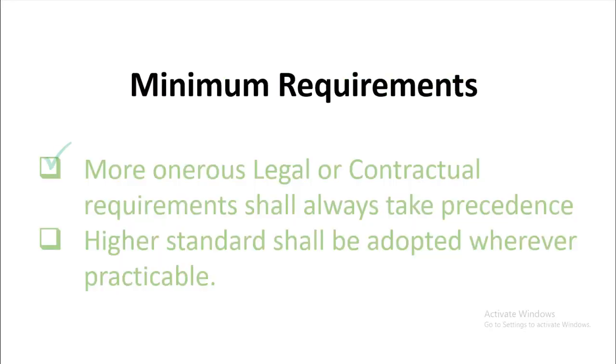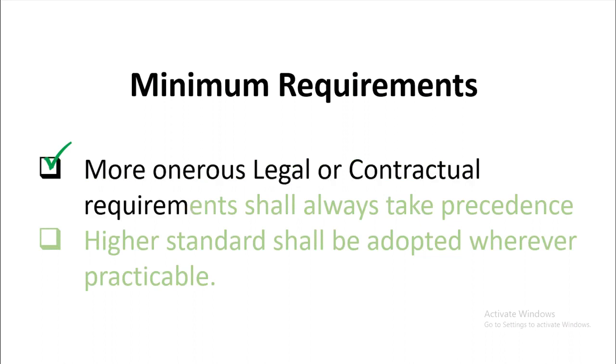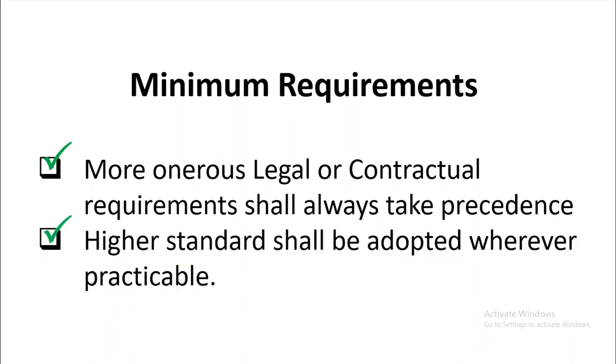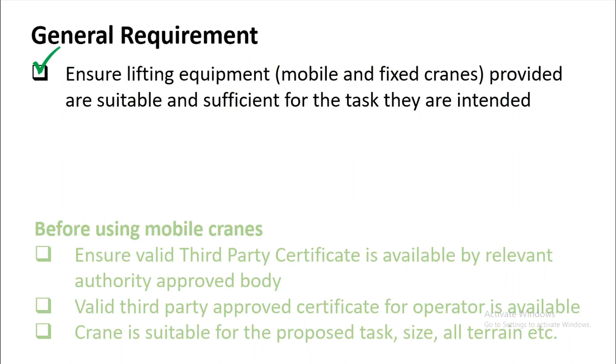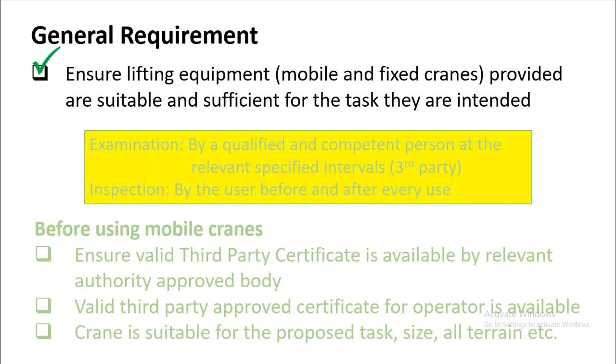Minimum requirements. Where legal or contractual requirements are more stringent, they shall always take precedence. Higher standards shall be adopted wherever practicable. General requirements: ensure lifting equipment, mobile and fixed cranes provided are suitable and sufficient for the tasks they are intended for. So we need to make sure that the task we are doing, with your mobile or fixed cranes, is suitable and sufficient to avoid incidents.